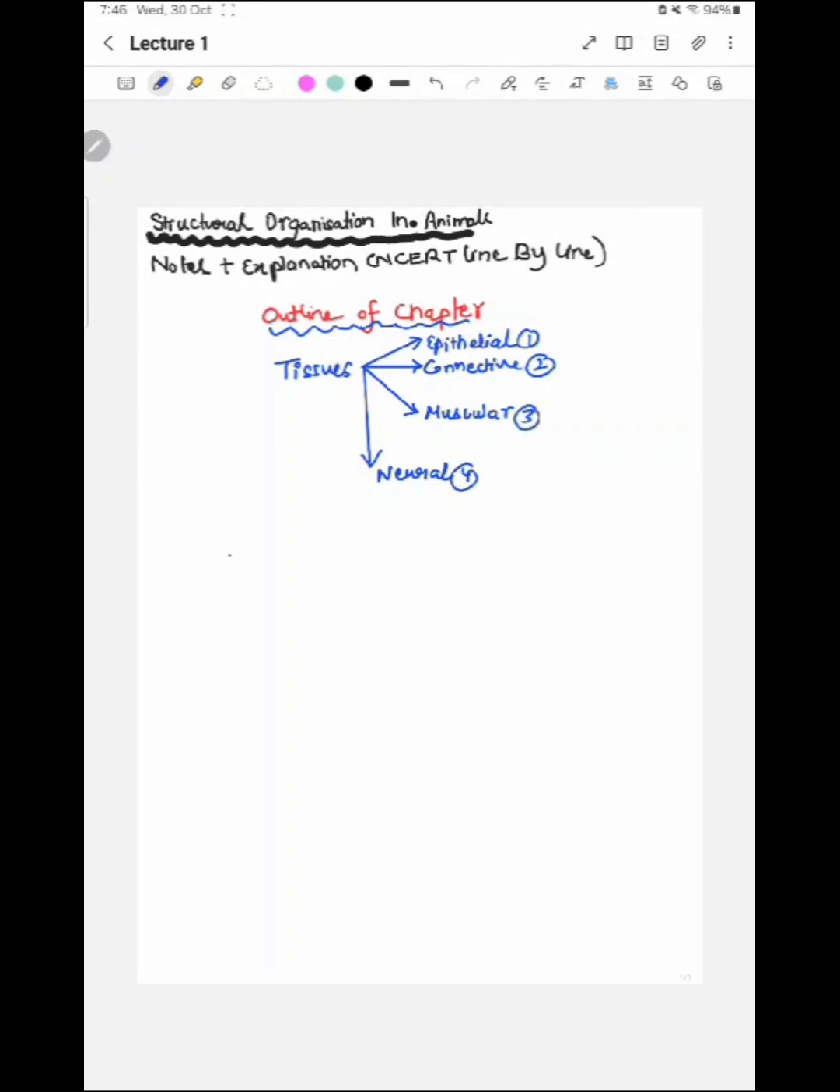Okay, so also we are going to study about frog and cockroach in detail. So this is the outline of the chapter. In this chapter we will study about these things only. Okay, so let's start now.